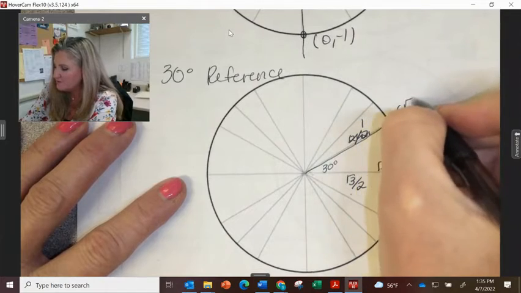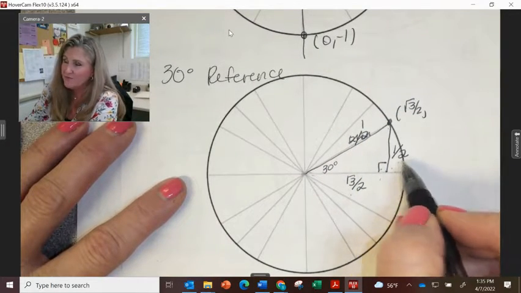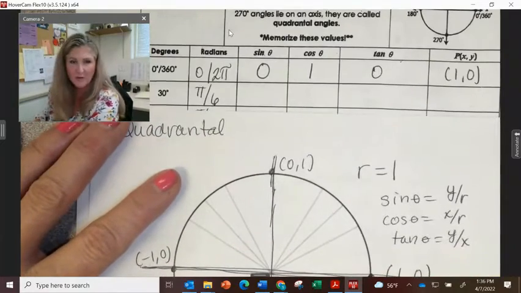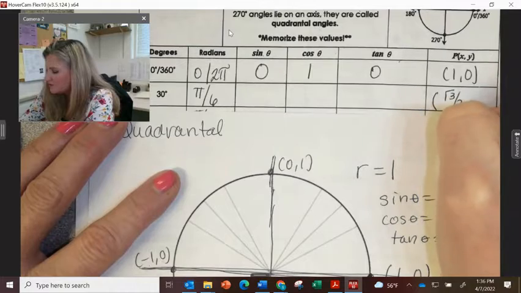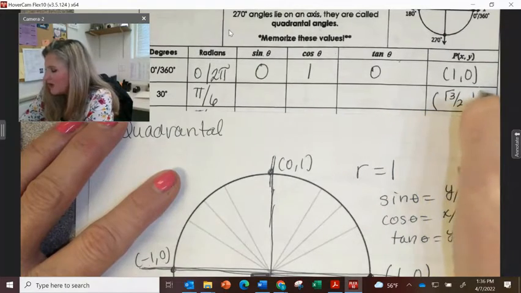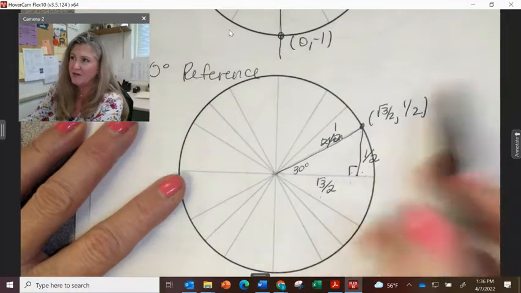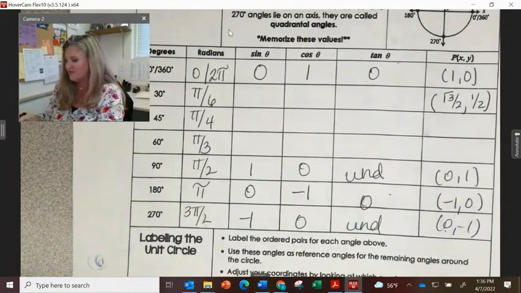Radical 3 over 2. How far up did we go? 1/2. Here's how I want you to write this then as a point. At 30 degrees, we were over radical 3 over 2, and we were up 1/2. Remember how I created that for you right there? Now we're going to talk about how to find the sine, cosine, and tangent.